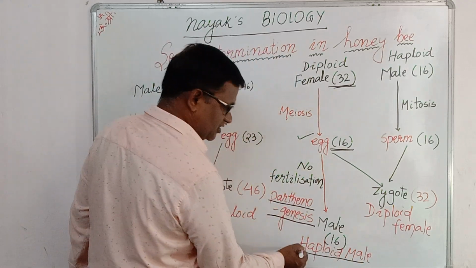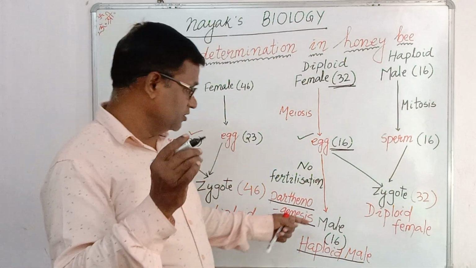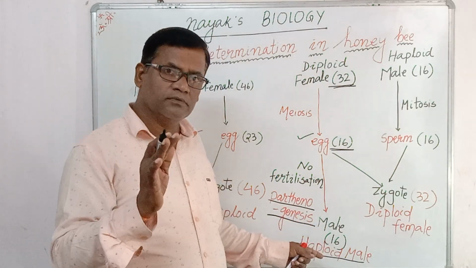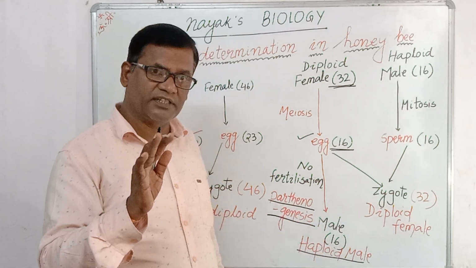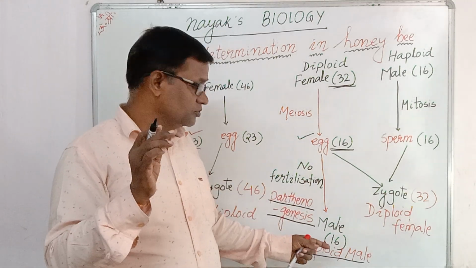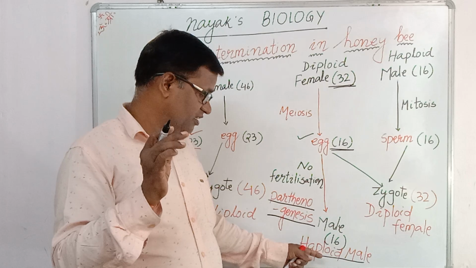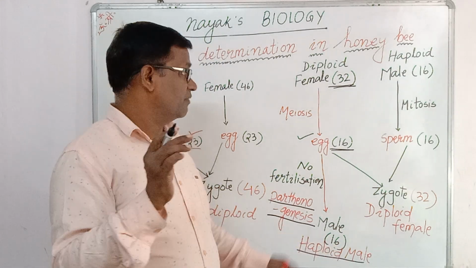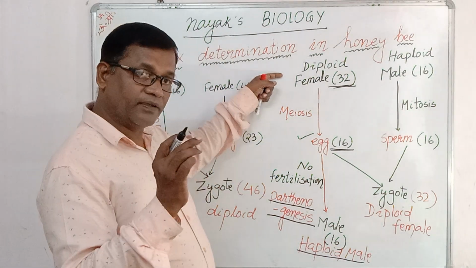Don't forget this point about the haploid male. It should contain how much? It should contain 32. But what happened here? The egg directly gave birth to a male with 16 chromosomes. We consider him a haploid male, whereas his mother is a diploid female.